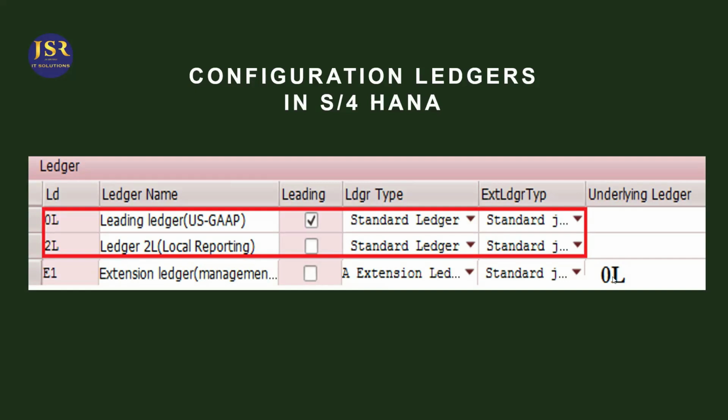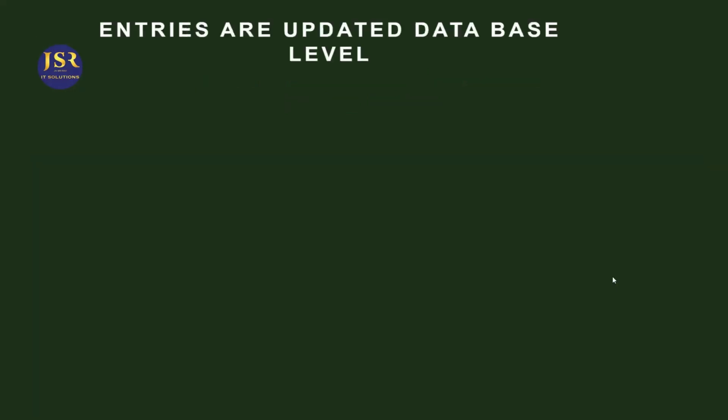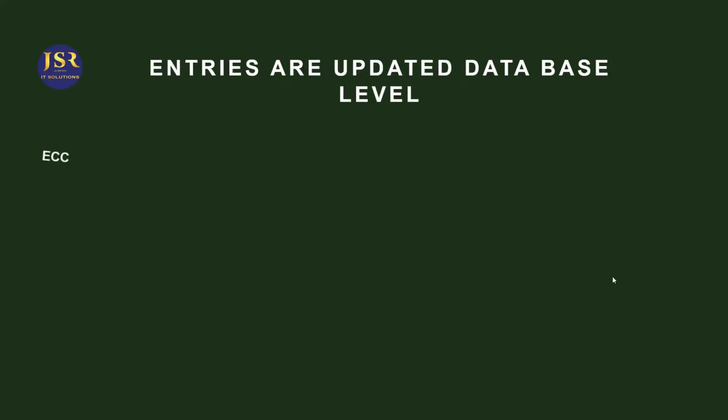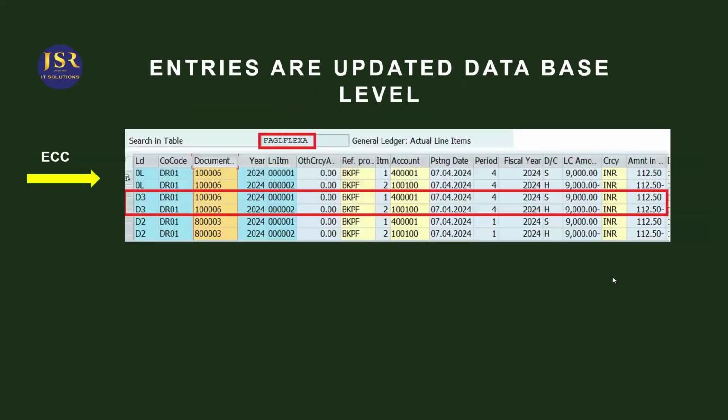So, terminology you need to remember. This is a configuration screen actually. Next, entries are affected at database level. If you see ECC, here is ECC. As mentioned, if I post one entry, like miscellaneous expenses versus bank, whatever, at database level one document has two line items, correct? See, each ledger wise, 0L, D3, D2, each ledger wise has two line items updated at database level.